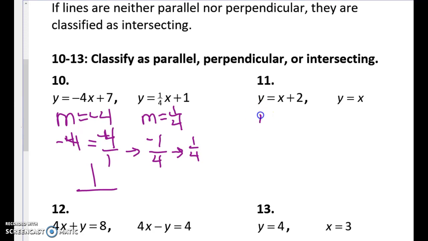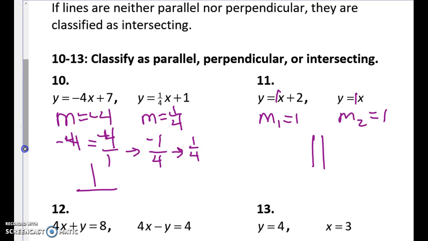In this example, M1 is 1 and M2 is also 1. Because remember, there's a hidden 1 hanging out here in front of both these x's that I don't have to write. So in this case, because the slopes are the same, my lines are parallel. Okay, let's try this one now.